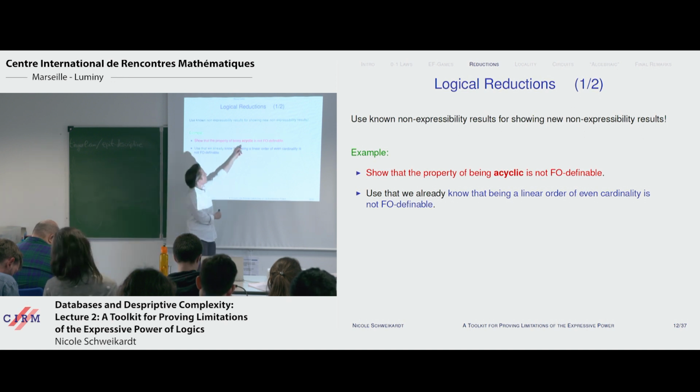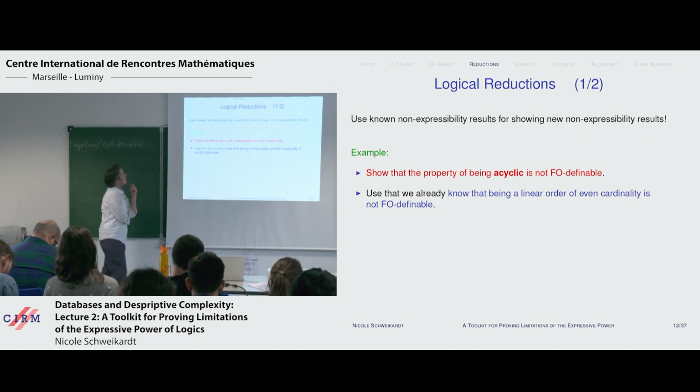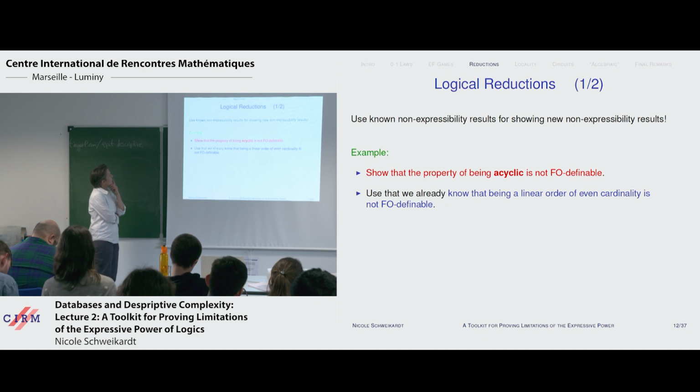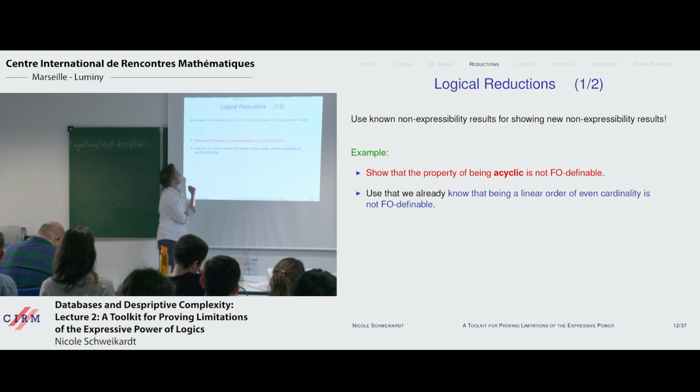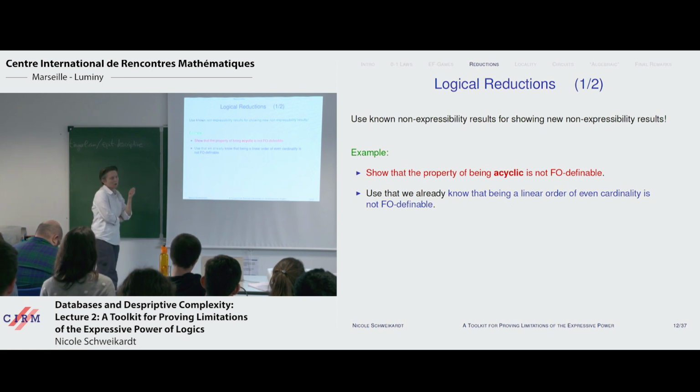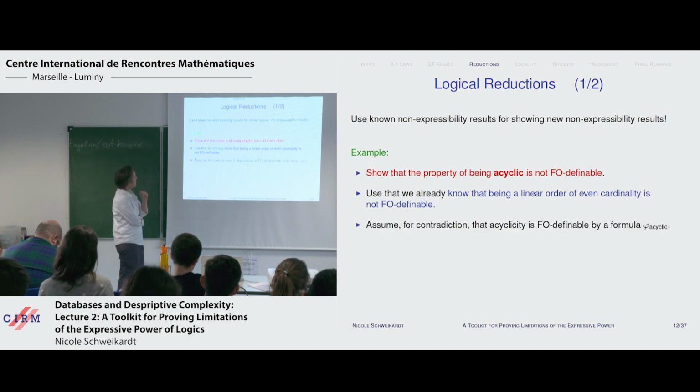So by Ehrenfeucht-Fraïssé games, you can do this game and find winning strategies, but it's much shorter if you just do a reduction. So if we say we already know that being a linear order of even cardinality is not first order definable, I want to use this to show that not being a cycle is not first order definable.